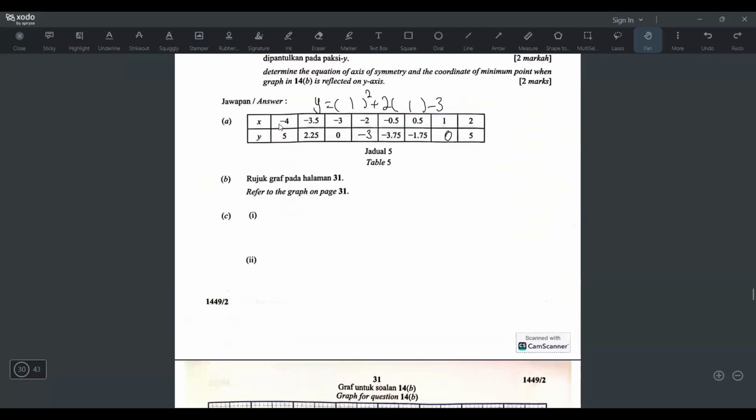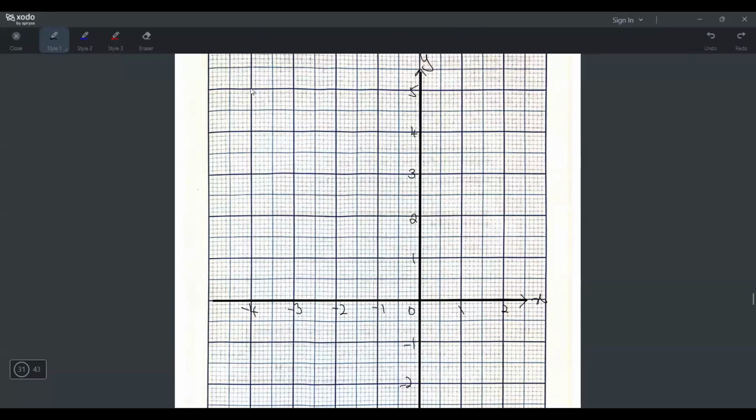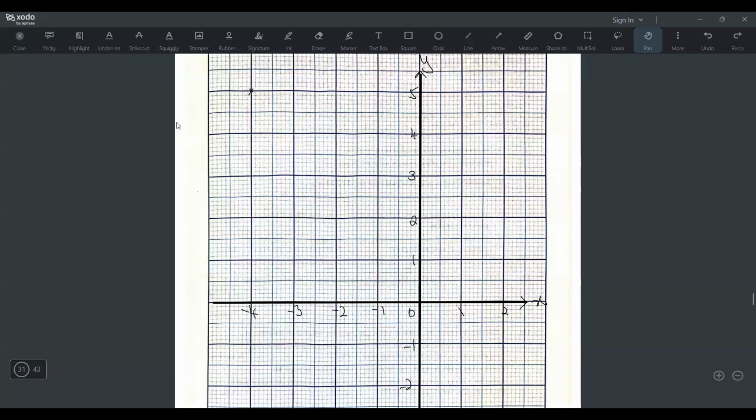Okay, the first point here, it says -4, 5. So just plot -4, 5. -4 is here, 5 is here. Okay, done.